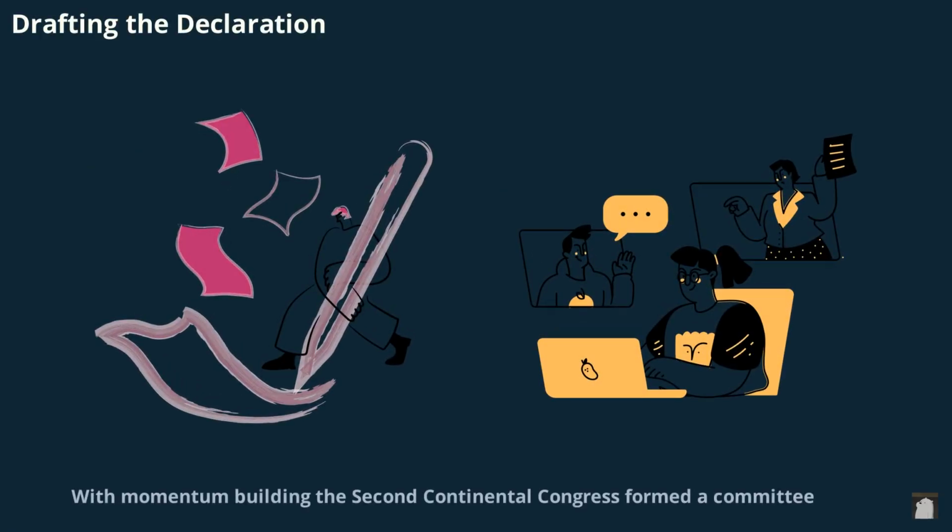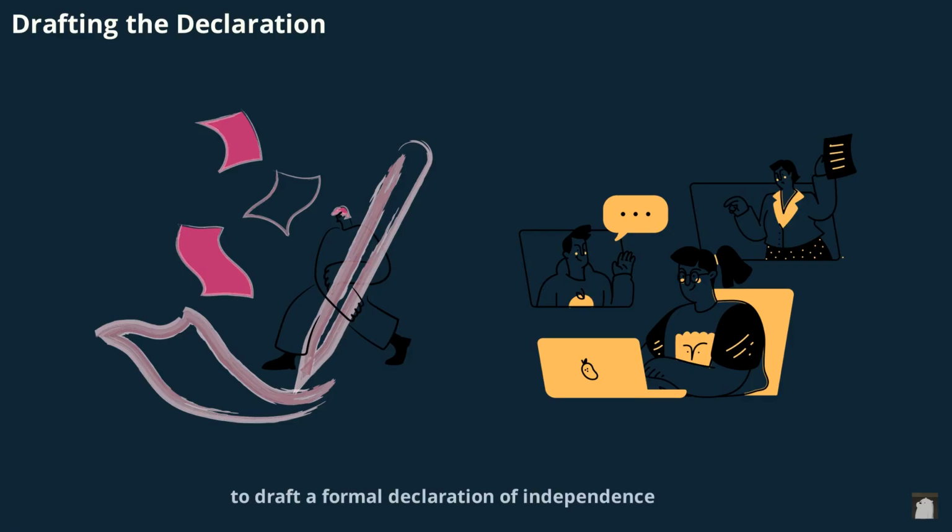With momentum building, the Second Continental Congress formed a committee to draft a formal Declaration of Independence. Thomas Jefferson was chosen as the principal author, with input from John Adams, Benjamin Franklin, and others. The document would outline the colonies' reasons for seeking independence and assert their right to self-government.